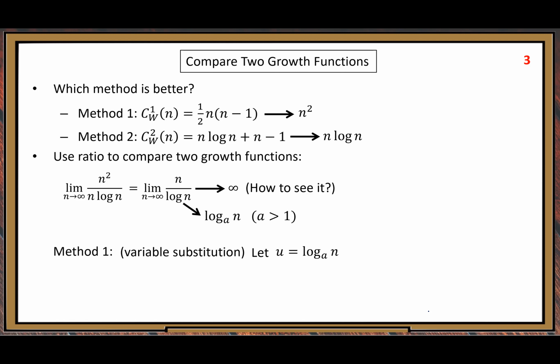Let us introduce a new variable u. u equals log base a of n. If we use this new variable, then we can represent n as an exponential function, base a exponential, with a greater than 1: a to the uth power. Now our limit expression of the ratio becomes the limit of a to the u over u when u goes to infinity.